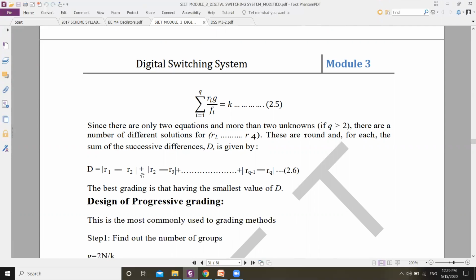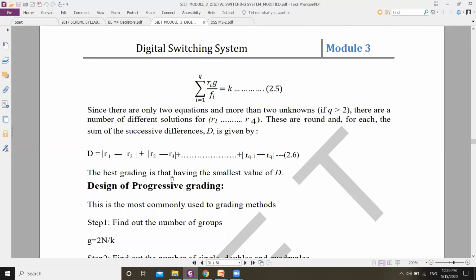modulus of R1 minus R2 plus modulus of R2 minus R3, and so on up to modulus of R(Q-1) minus RQ. This will be giving you the successive differences between the gradings that we make. The best grading is thus having the smallest value of D. Whatever grading we do, if it is having the smallest value of D, that is differences, then that will be the best grading that is available. Fine. This is all about design of progressive grading.